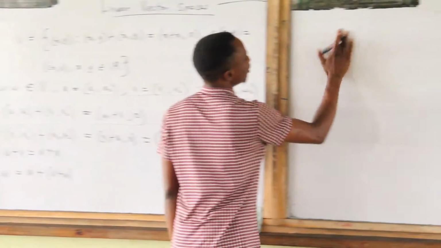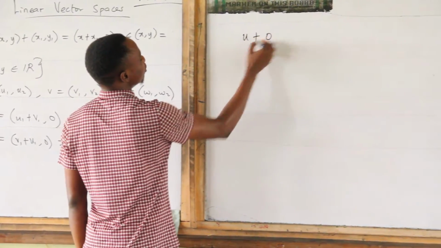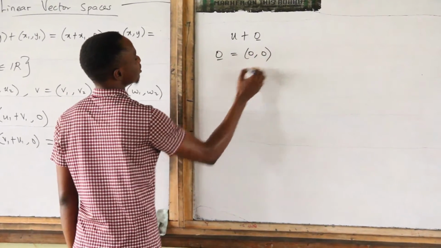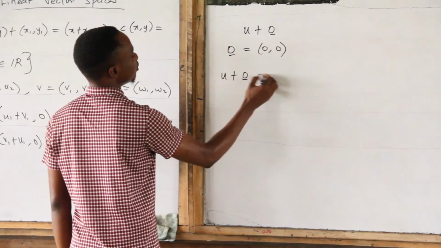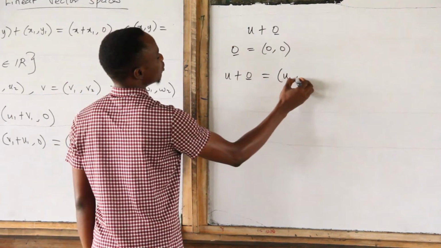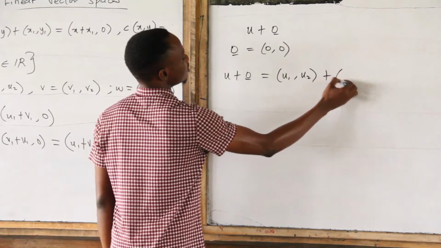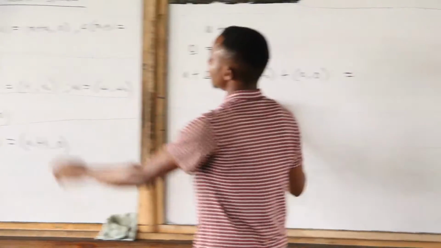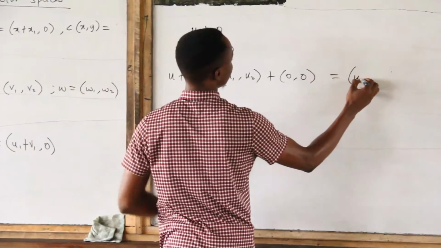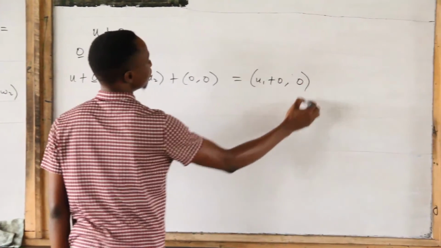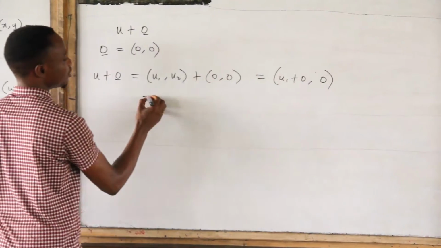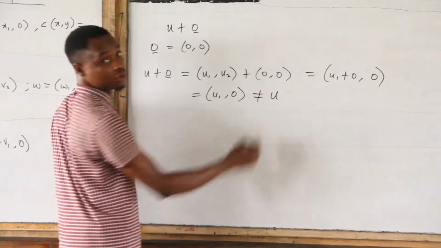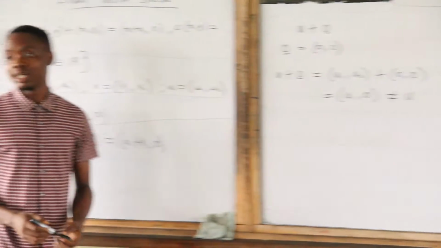So for instance, if you pick u plus 0, in this case our zero element will be equal to 0, 0. So if you want to do u plus the zero element, what would that be? That's u1, u2 plus 0, 0. Is that clear? And by this rule, this will be equal to u1 plus 0, 0. So this is going to give you u1, 0, which is not equal to u. So obviously it is not a linear vector space.